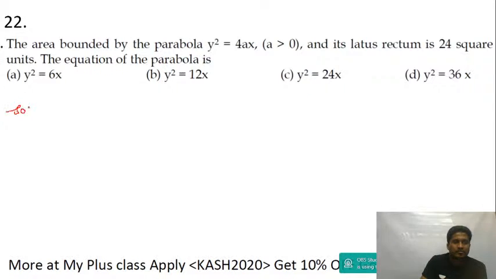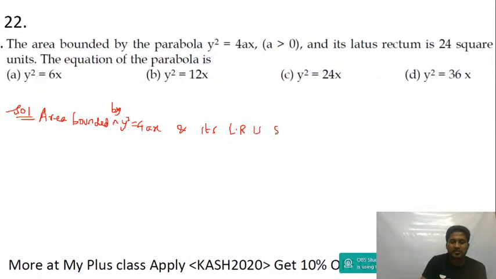Okay, well, let me tell you, there is a standard result which I have given you in the previous sessions. Area bounded by the parabola y square is equal to 4x and its latus rectum is 8a square by 3.